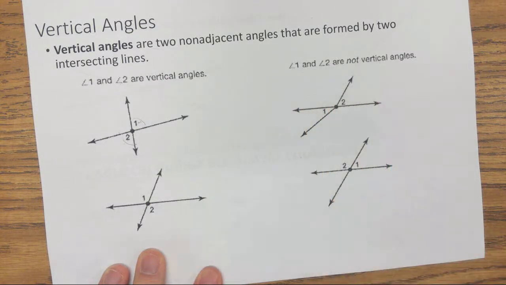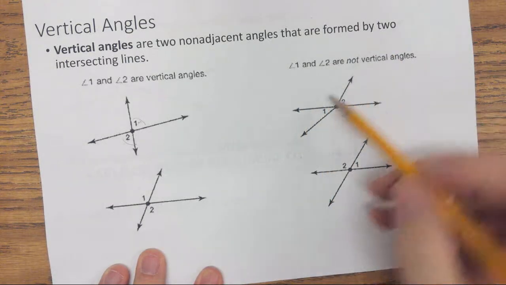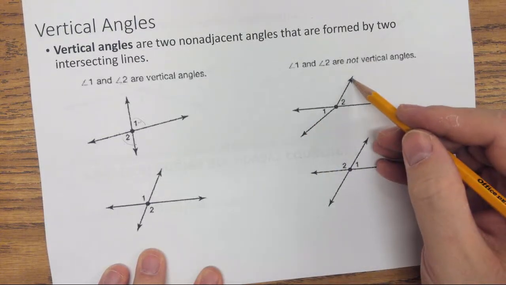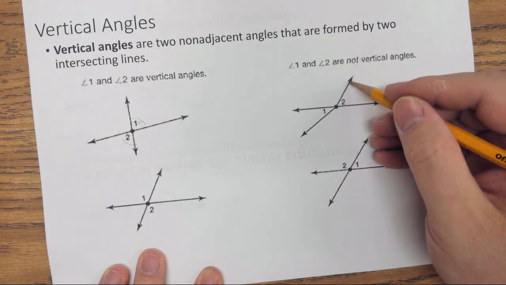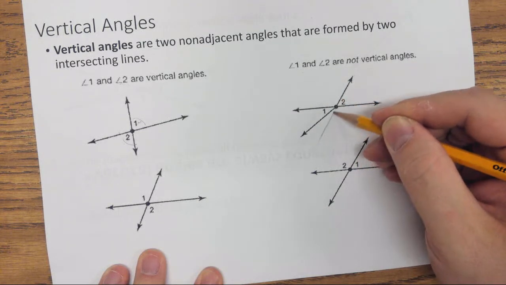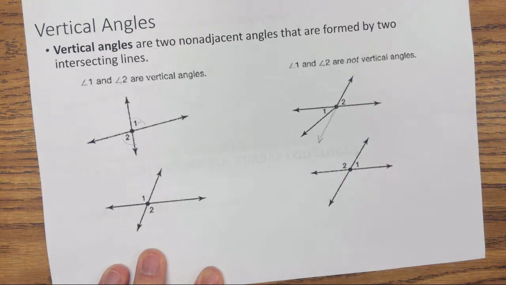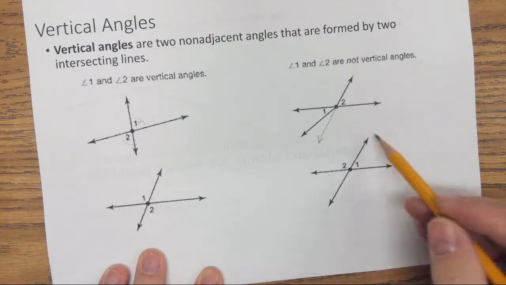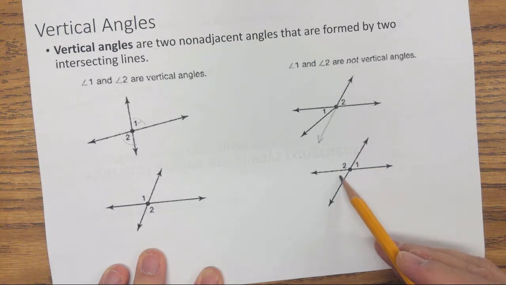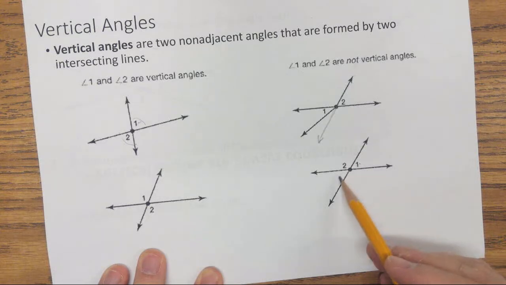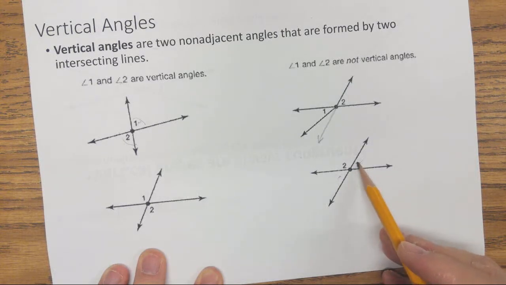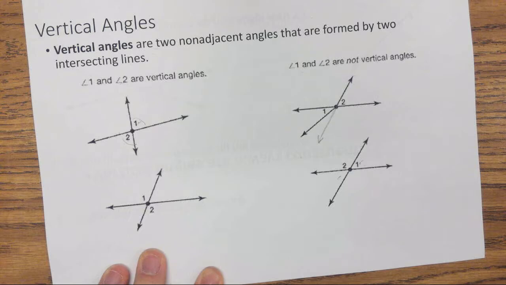Look at this one. Angle 1 and angle 2 are not vertical angles. Here's a straight line, but this line goes whoop, and then shoots off some other direction. It's not straight across. See, this would have to go straight across for it to be vertical. Here's two straight lines, but I'm not talking about this angle and this angle. I'm talking about this angle and this angle. Angle 1 and angle 2 here are a linear pair. Vertical angles are non-adjacent angles. Angle 1 and angle 2 here are adjacent angles. Okay?